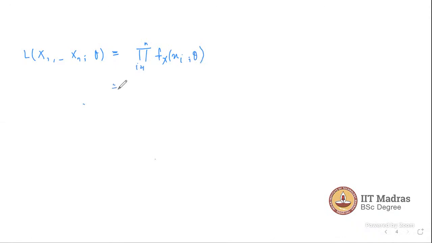So let's say our samples x1 to xn are IID geometric p. What is the probability that X equals k? It is (1 minus p) to the power k minus 1, times p.